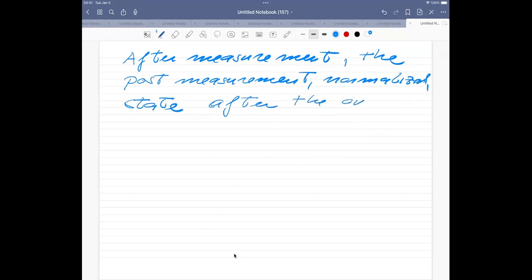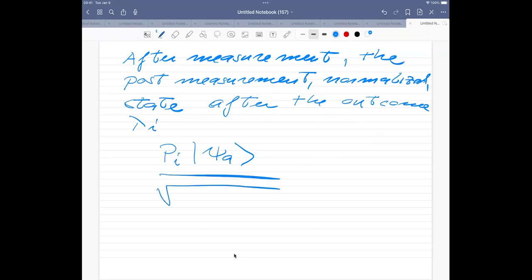The outcome of a measurement, which we are going to call lambda I. This new state is now going to be given, so we have the measurement which we are performing on the original state, psi of alpha. And this is then divided by the norm, which is psi of A of pi of I. So these are operators times psi of A. I'm just defining these quantities, and these quantities are something which I will illustrate with an example.